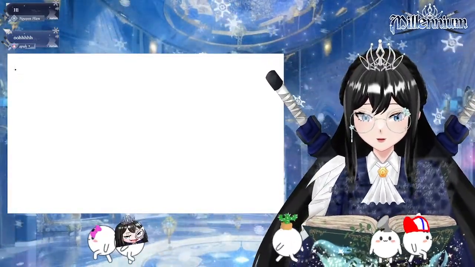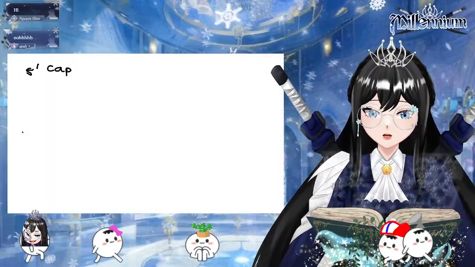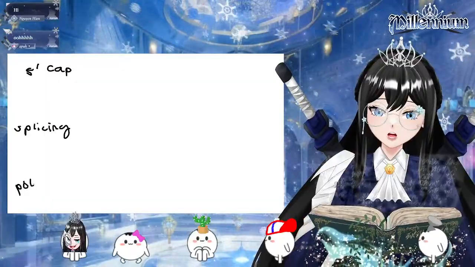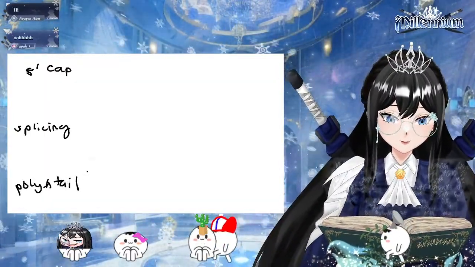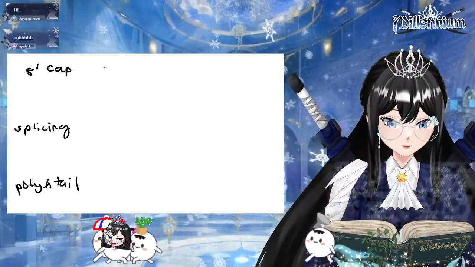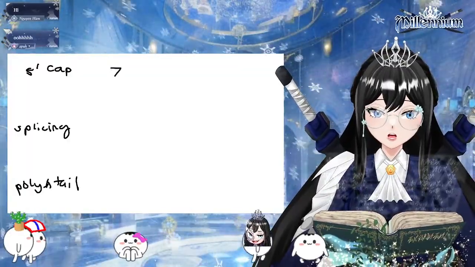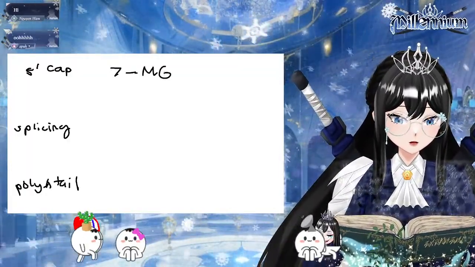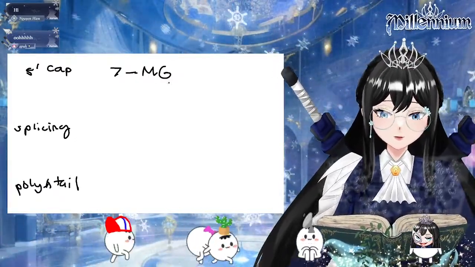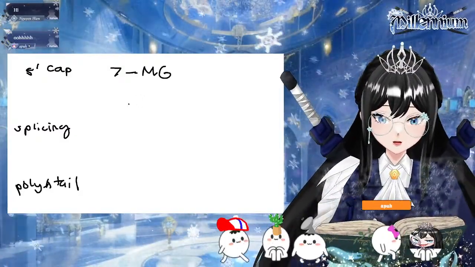Okay, so the first thing that happens is the 5' cap. Next is splicing, and then you have the poly A tail. For the 5' cap, almost immediately after transcription, a guanylyl transferase will add the 7-methyl guanosine cap through a 5' linkage. The purpose of it is just to protect the RNA from degradation.